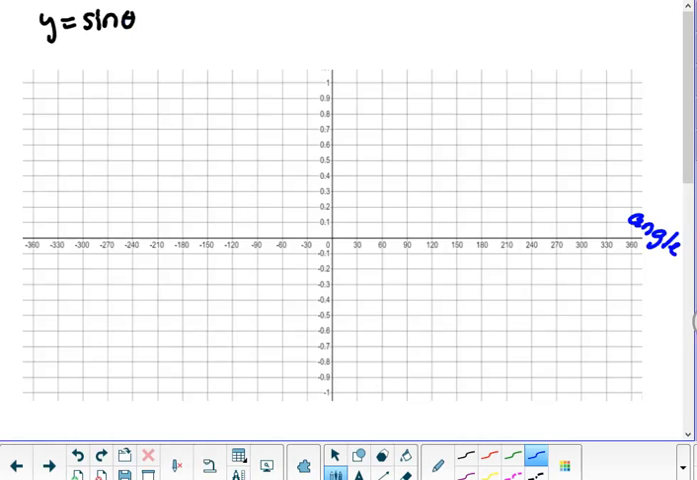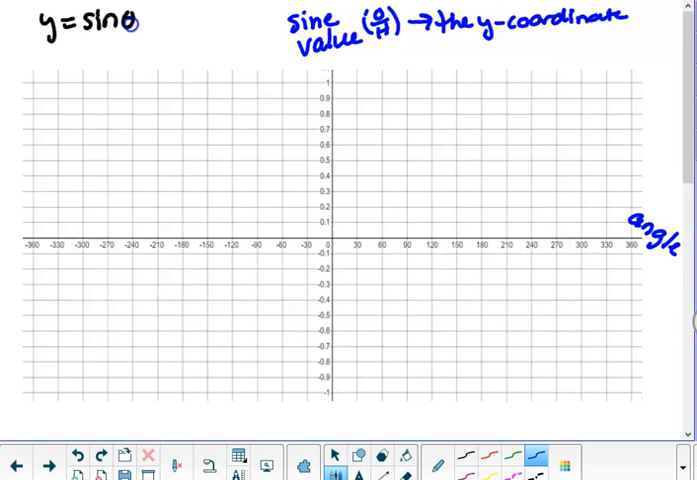The output is the sine value, which of course would be opposite over hypotenuse, but it is also the y-coordinate on the unit circle. So let's go back and just briefly look at the unit circle and see what some of the key points are.